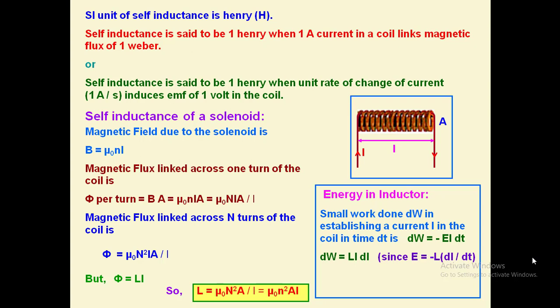dW is equal to L I di, since E is nothing but minus L into di by dt. So if you integrate with respect to the limits 0 to I naught, what you are going to have? Half L I naught square. This is the energy stored in an inductor.